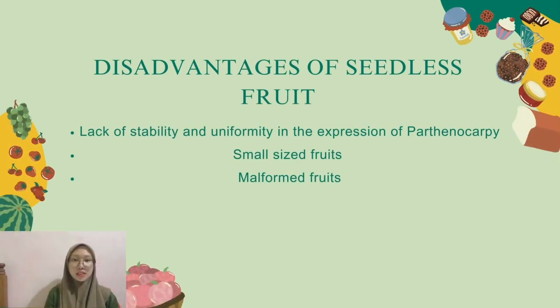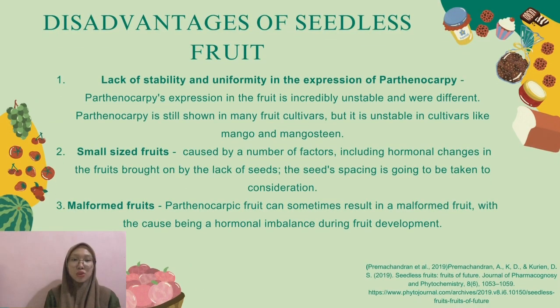So the next is the disadvantages of seedless fruit. There are three disadvantages of seedless fruit: lack of stability and uniformity in the expression of parthenocarpy, small size of fruit, and the last one is malformed fruits. Firstly, lack of stability and uniformity in the expression of parthenocarpy. Parthenocarpy's expression in the fruit is incredibly unstable and varied. Parthenocarpy is still shown in many fruit cultivars, but it is unstable in cultivars like mango and mangosteen.